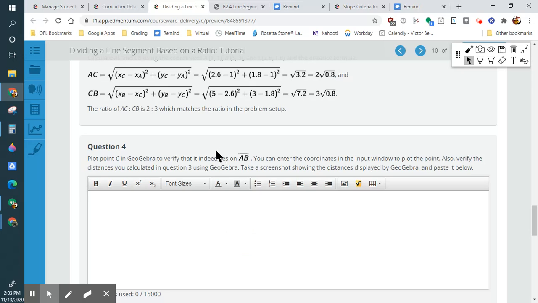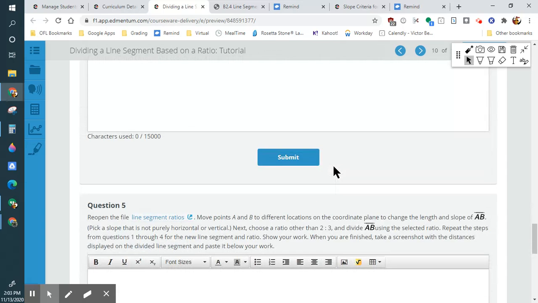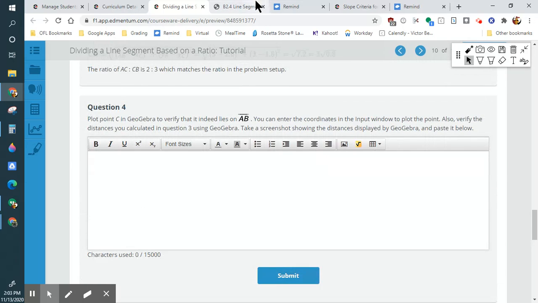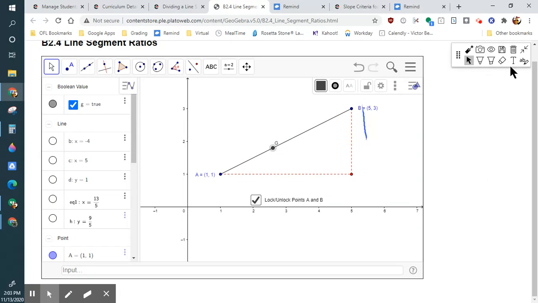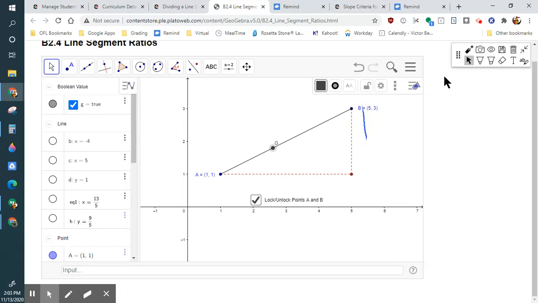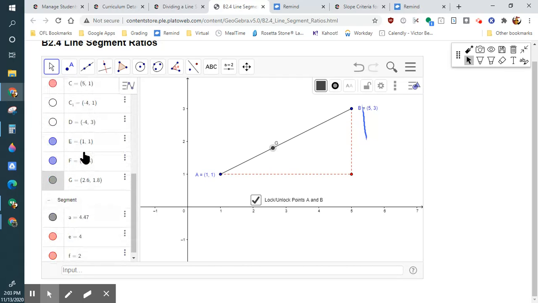Plot point C to verify the coordinates. Also verify the distance calculated using GeoGebra. Take a screenshot. Okay, luckily for me, I already did that. I did the hard way though, instead of plotting the point. So you can see the point there.